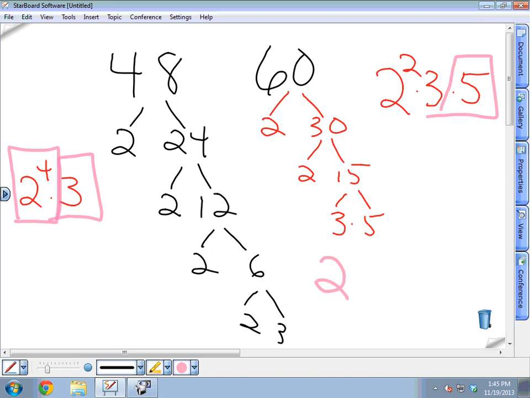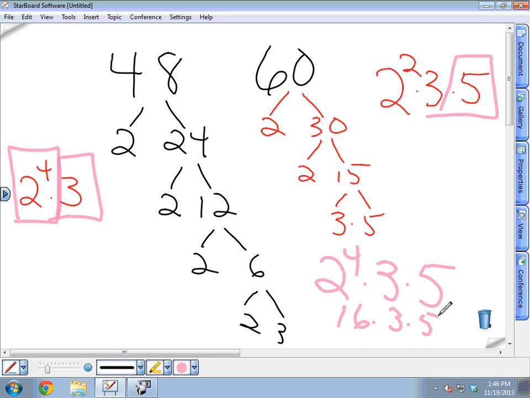So if I multiply 2 to the 4th times 3 times 5, what do you get? Anybody? 2 to the 4th times 3 times 5. What's 2 to the 4th power? 16. What's 16 times 3 times 5? 240. That is the least common multiple. Does anybody still have a question on least common multiple?